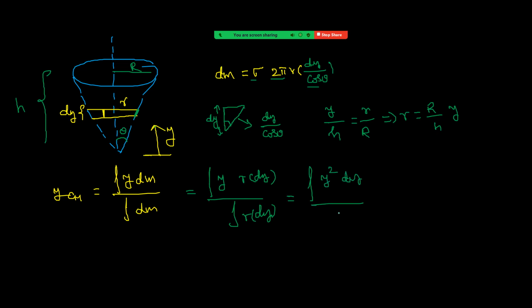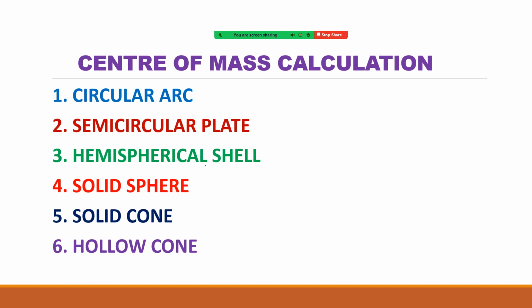So y into y square dy upon y dy. It becomes y cube by 3 upon y square by 2, and here y square gets cancelled. Remaining is now 2h by 3. So in case of a hollow cone, the center of mass distance from the vertex is 2h by 3. Right. Let us take one problem.